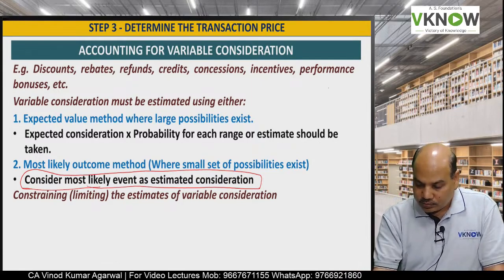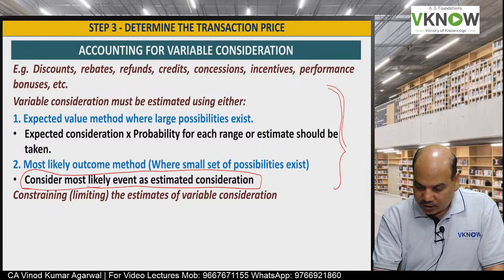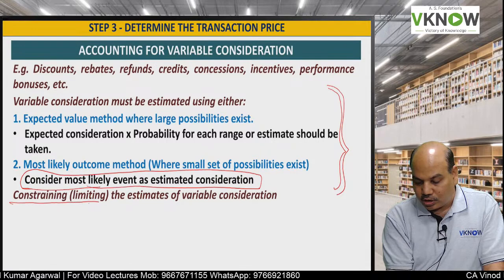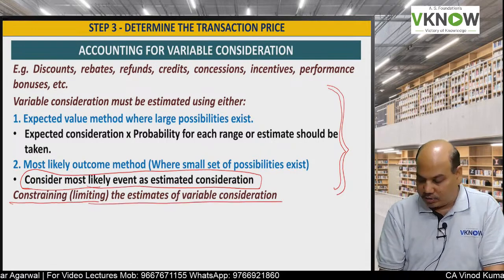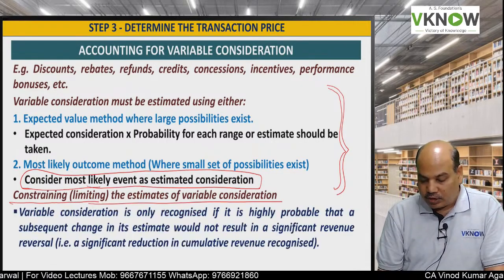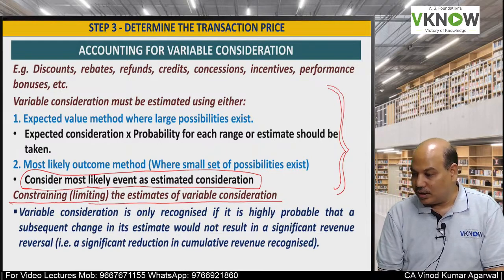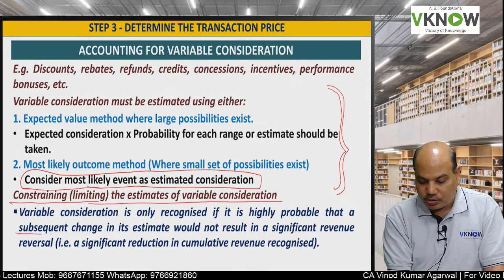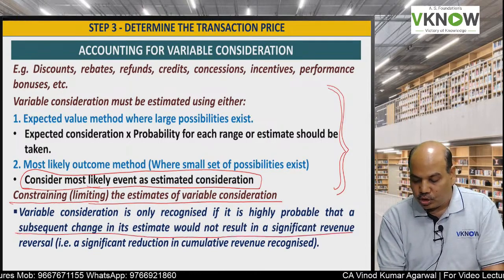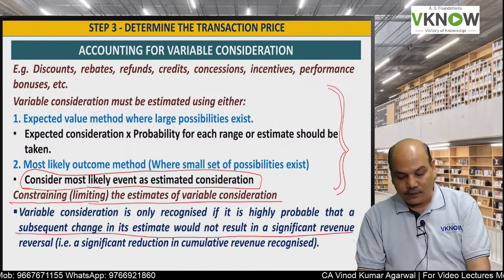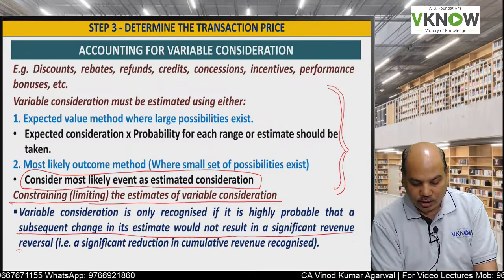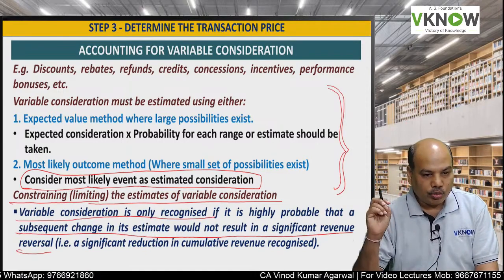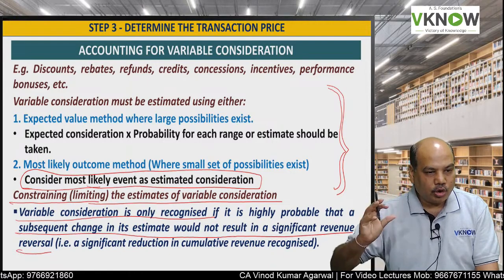Now, when you are having variable consideration, we'll have to apply one test called constraining or limiting the estimate of variable consideration. Variable consideration is only recognized if it is highly probable that a subsequent change in the estimate would not result in a significant revenue reversal. Very important. Variable consideration will be recognized only when you are sure that you will not have to reverse the revenue.